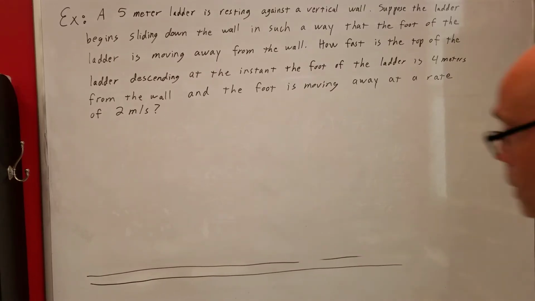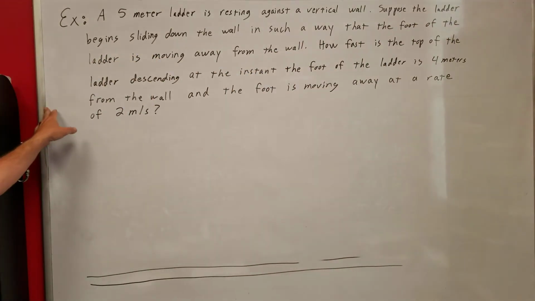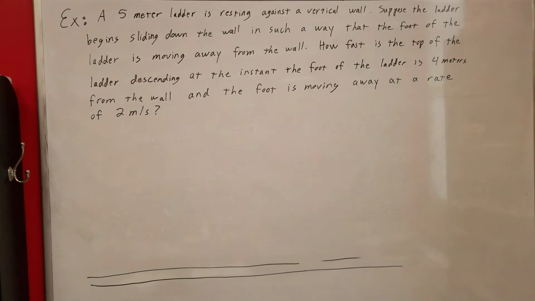All right, let's look at this example. A 5 meter ladder is resting against a vertical wall. Suppose the ladder begins sliding down the wall in such a way that the foot of the ladder is moving away from the wall. How fast is the top of the ladder descending at the instant the foot of the ladder is 4 meters from the wall and the foot is moving away at a rate of 2 meters per second? What? Well, I don't know.